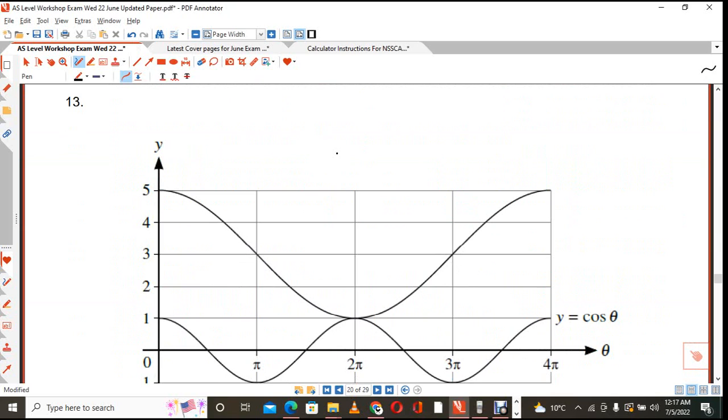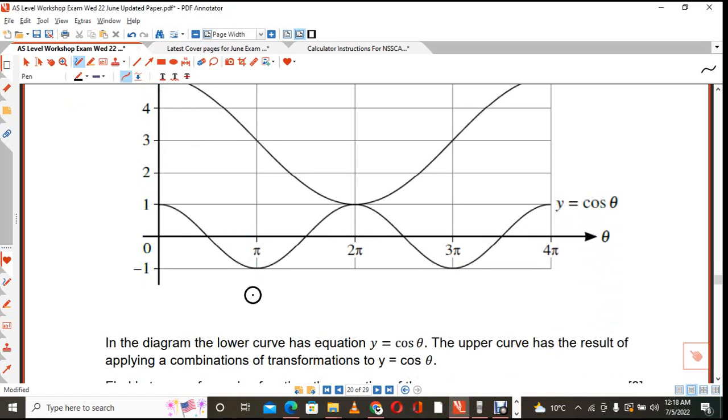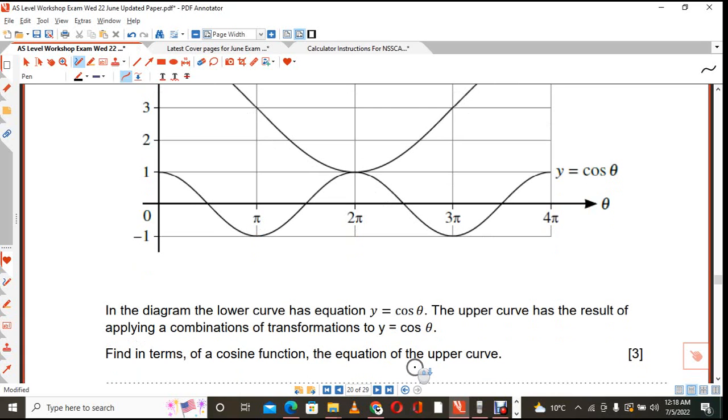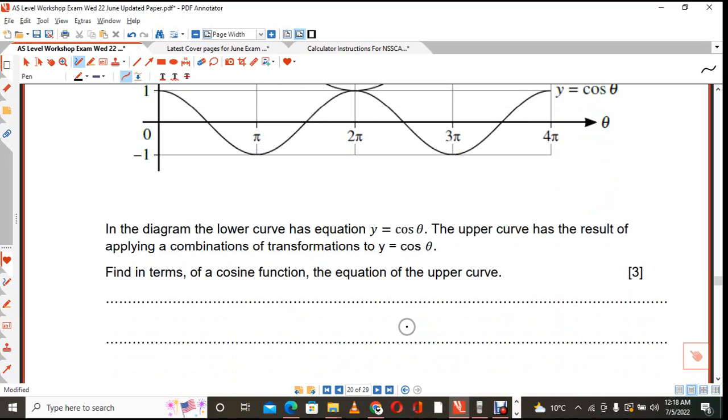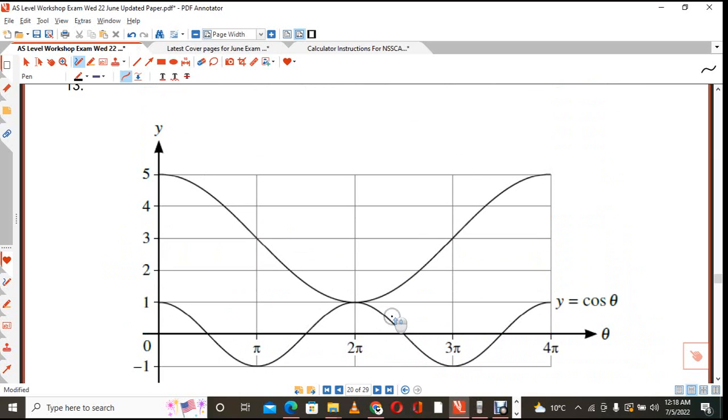Question 13, they are saying in the diagram, the lower curve has an equation y equals cos theta, as you can see. The upper curve has the result of applying a combination of transformations to y equals cos theta. First, find in terms of theta, in terms of the cosine function, rather, the equation of the upper curve. Okay, so let's look at the equation of the upper curve.